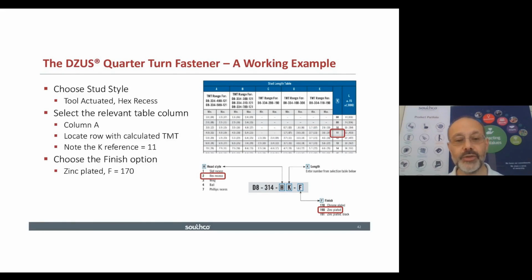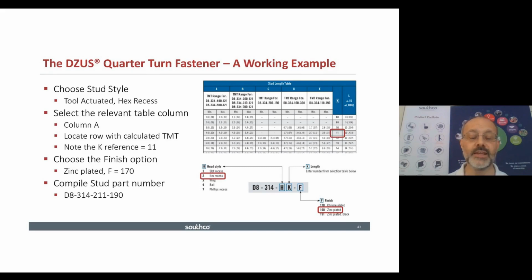And finally, I would choose a finish option for the stud. I'm going to use a standard zinc plate. So this would give me the finish option of 170. So taking all of that information together, I can compile a part number from the part number creator.